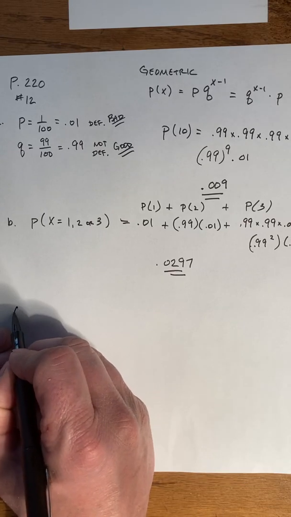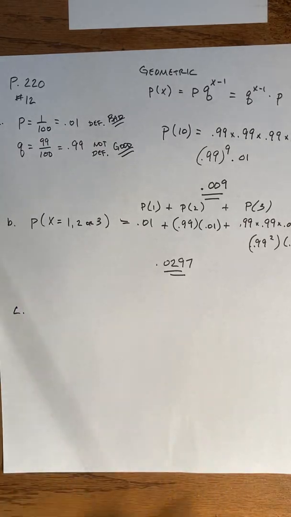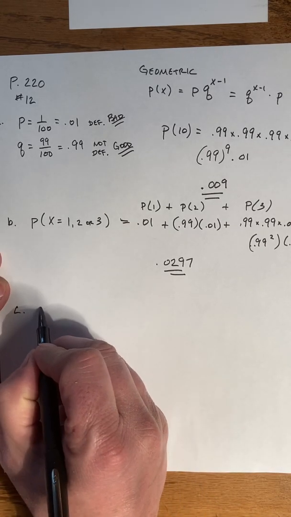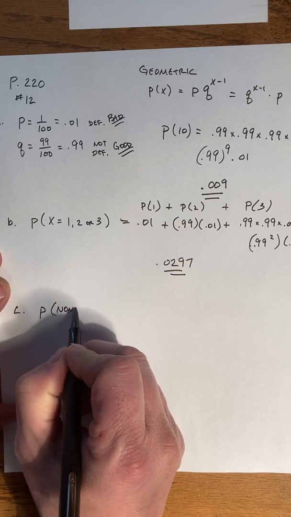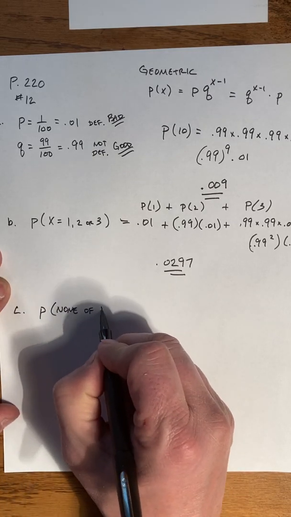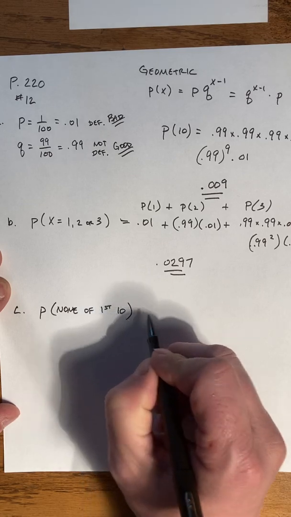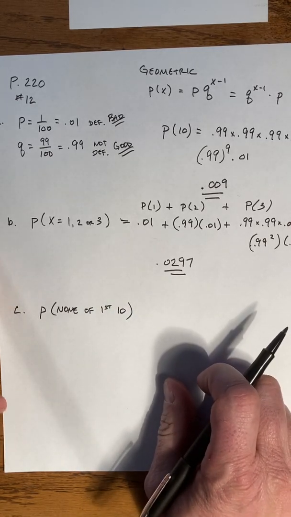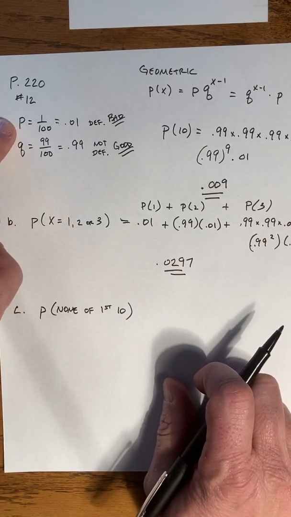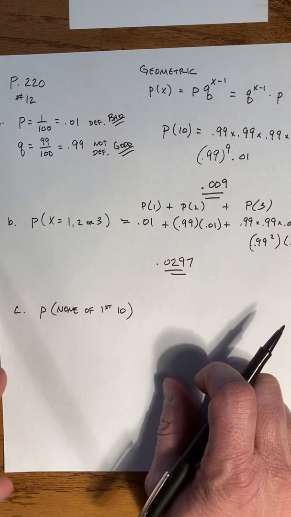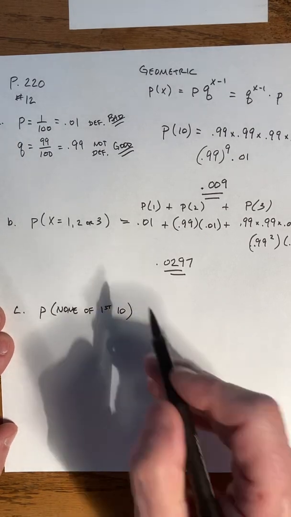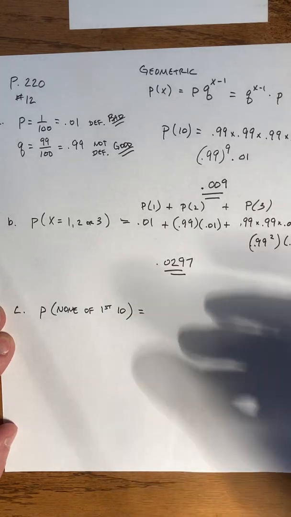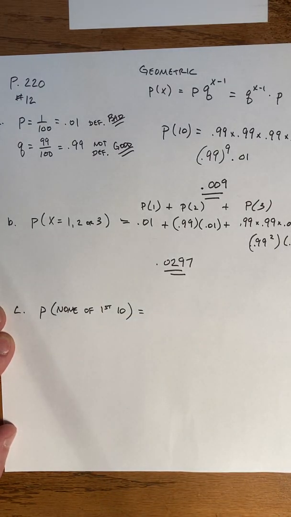Now part C is kind of strange. They're saying, what's the probability that none of the first 10 are defective? So we want none of these, right, for the first 10 tries. Now this doesn't necessarily imply that the bad one is going to come on the 11th try or the 12th try or whatever. It could go on and on and on.